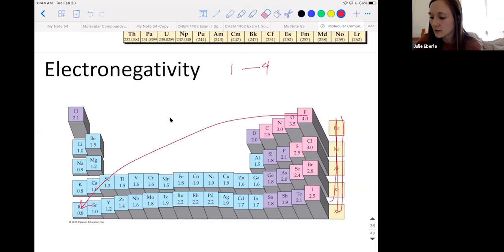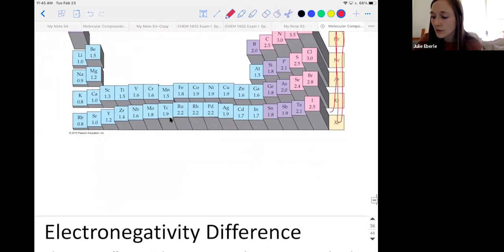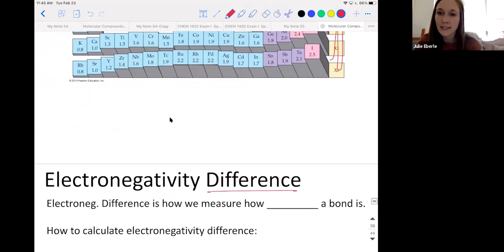So I'm going to erase this because I want to look at some other things here. But you're going to have this chart on your resources page for exam 2. Okay, this is going to be an important chart. Because like I said, the moment you have 2 different elements in a bond, you have the potential for it to be polar, but how do I actually know if it's polar or not? It all has to do with calculating what we call an electronegativity difference.